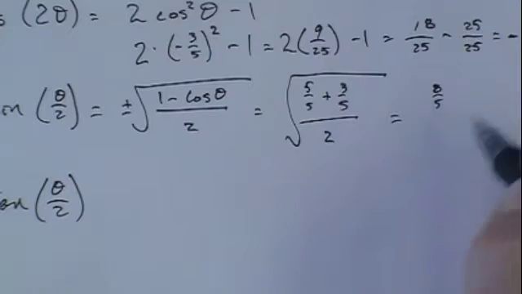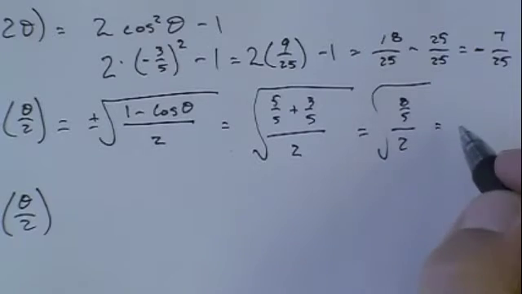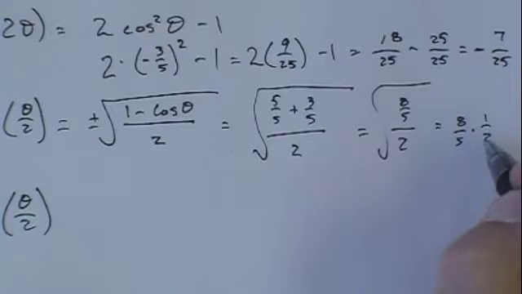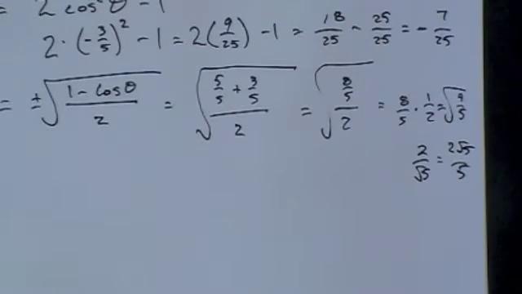And so now we're taking 8/5 all over 2, square root of all of that. So again, dividing by a fraction is the same as multiplying by the reciprocal. So we have 8/5 times 1/2. So we're taking the square root of 8 over 10, or 4/5, which is going to give us 2 over the square root of 5, which is 2 square root 5 over 5. That would be our exact answer.